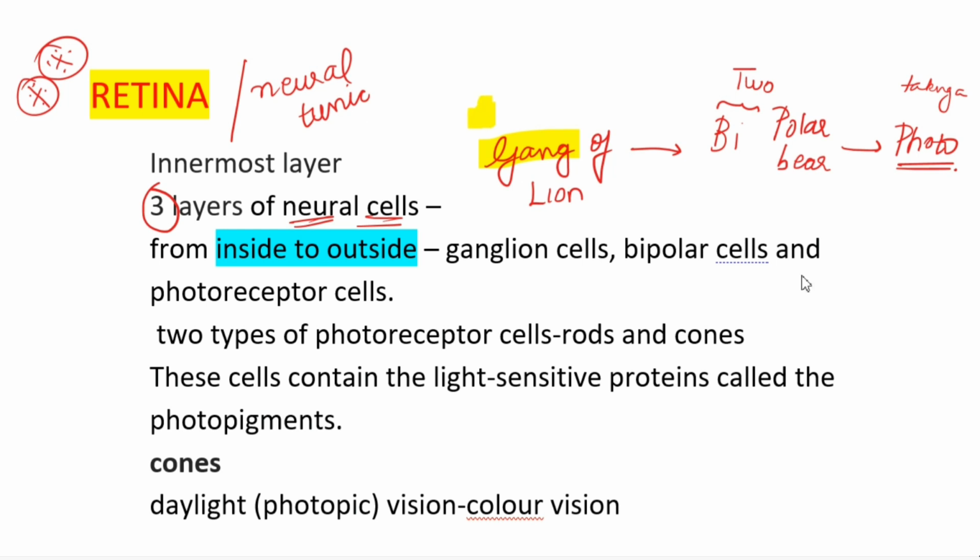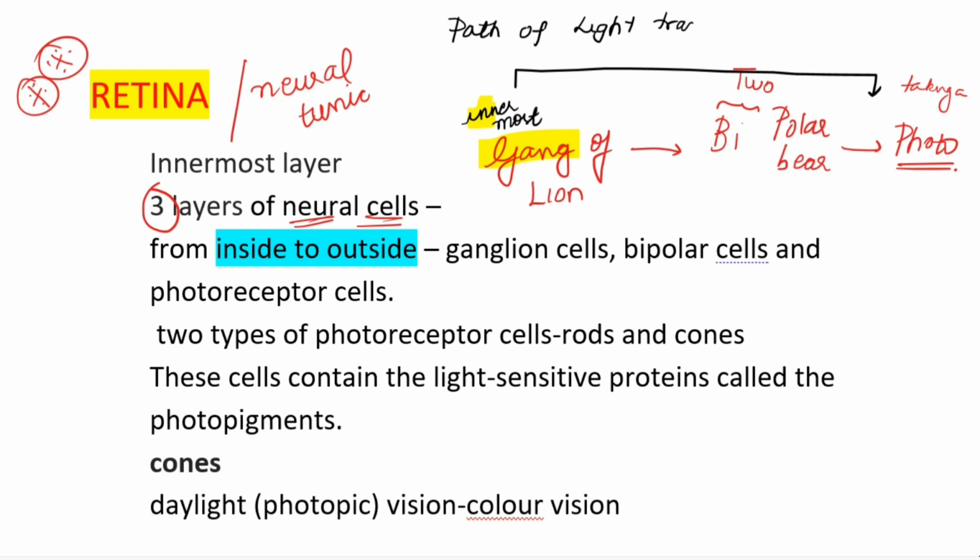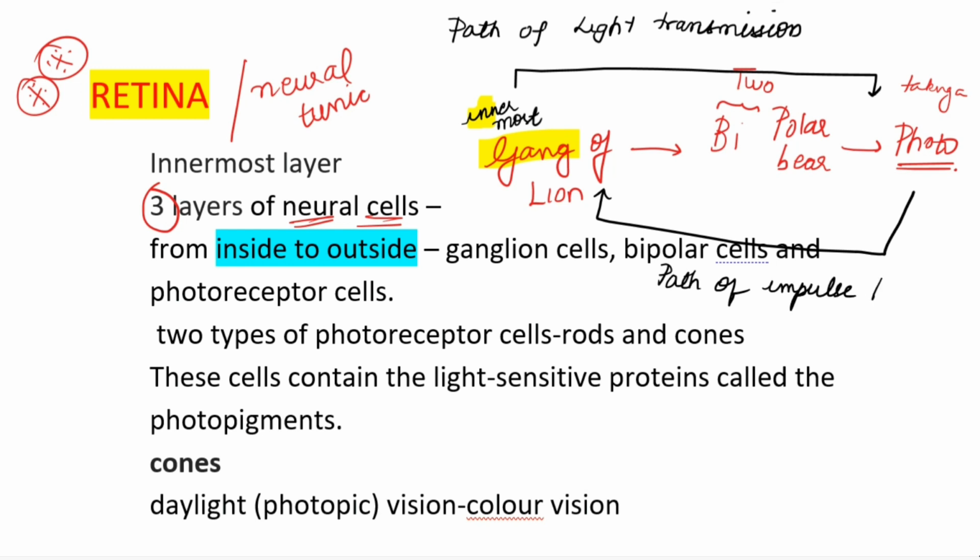Based on anatomy and histology, the cells which are located innermost is ganglion, next is bipolar, next is photoreceptor. Same for light transmission path. First it is the ganglion, next is the bipolar, next it is the photoreceptor cell. But the impulse transmission path is first from the photoreceptor, because the impulse always starts from the receptor first. So first photoreceptor, then bipolar, then ganglion, then to the optic nerve, and then to the occipital lobe of your brain.